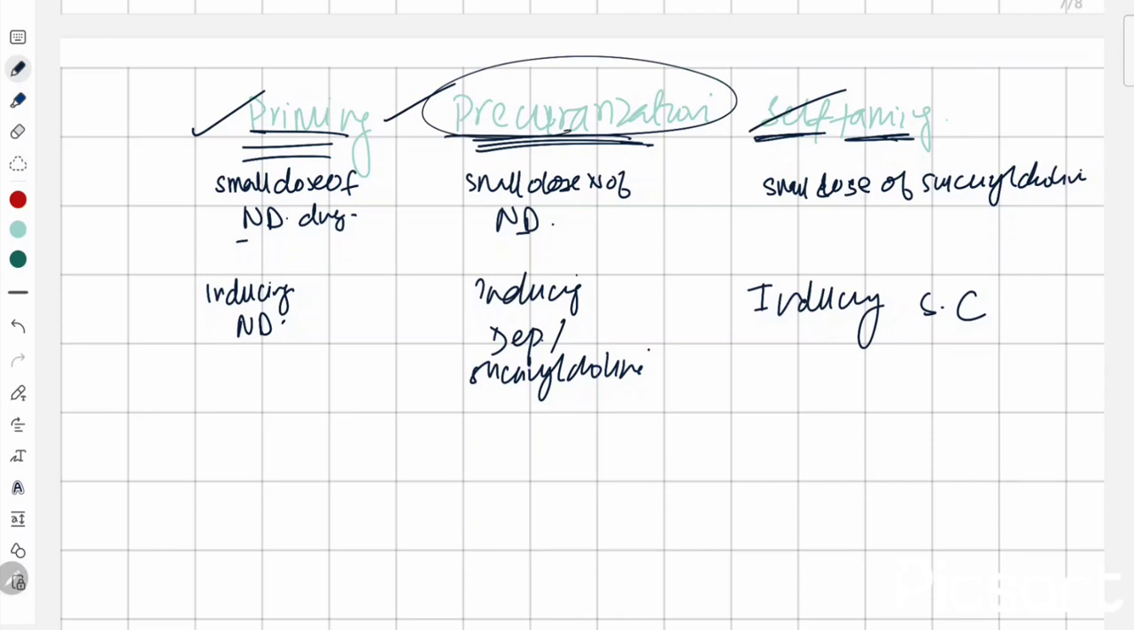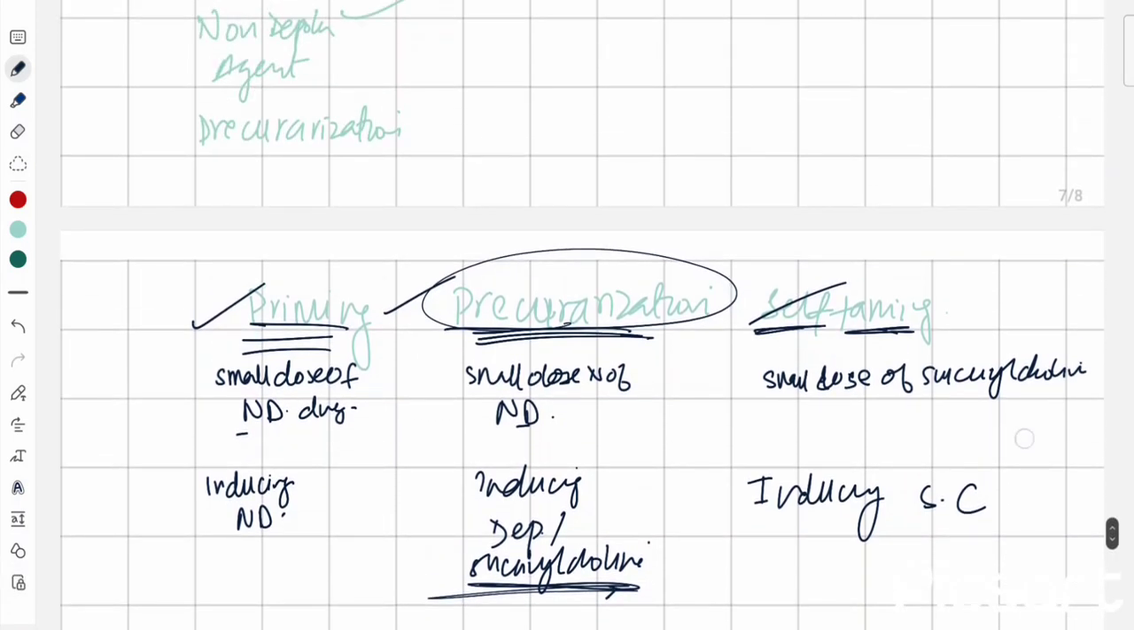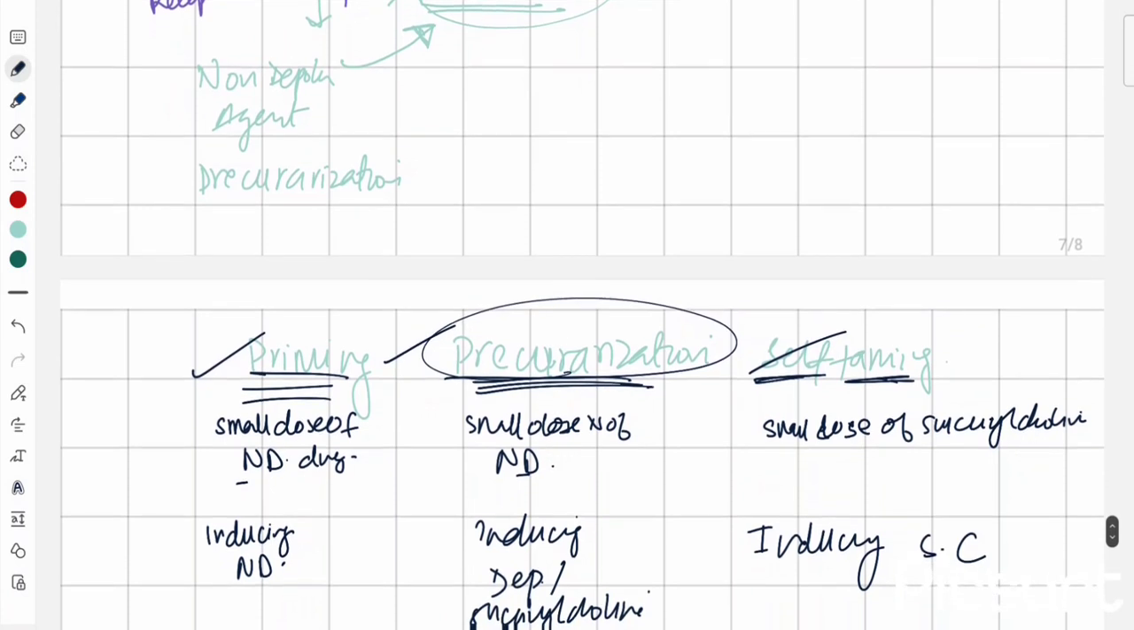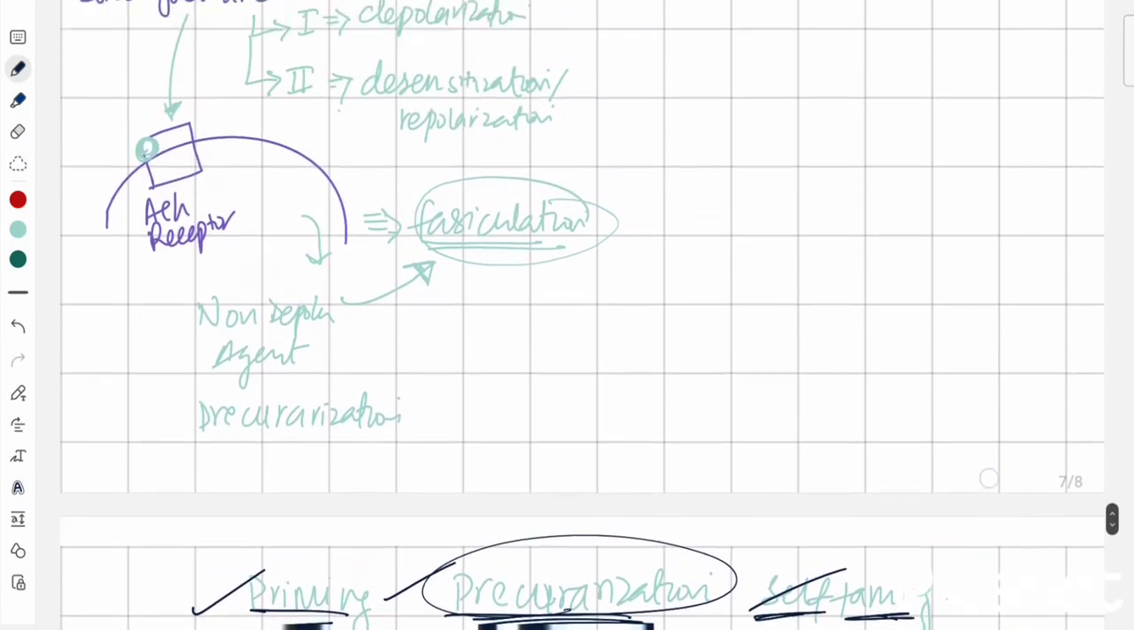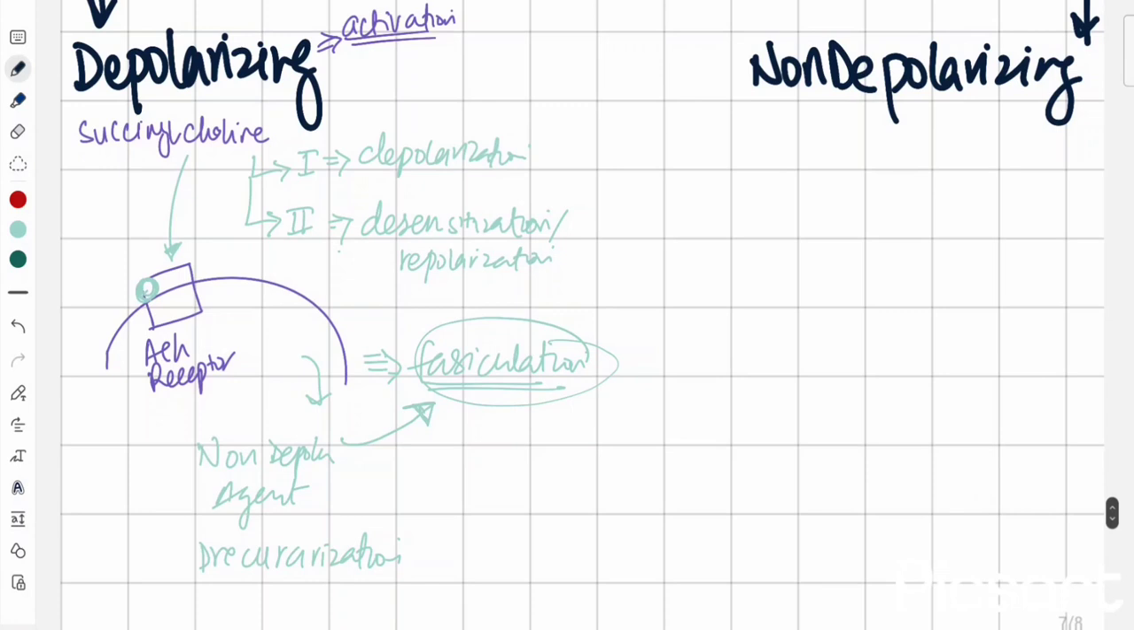Why are we doing pre-curarization? To prevent succinylcholine from producing fasciculations. We are also preventing hyperkalemia and all the side effects of succinylcholine, but mostly fasciculations. That's the main goal. Okay, that's that. Now we have non-depolarizing drugs.